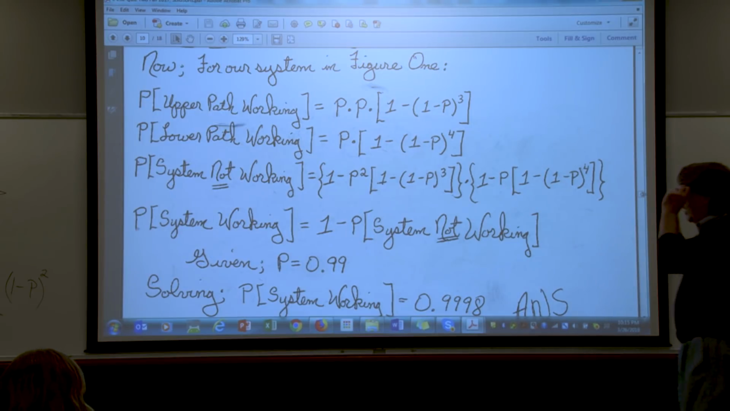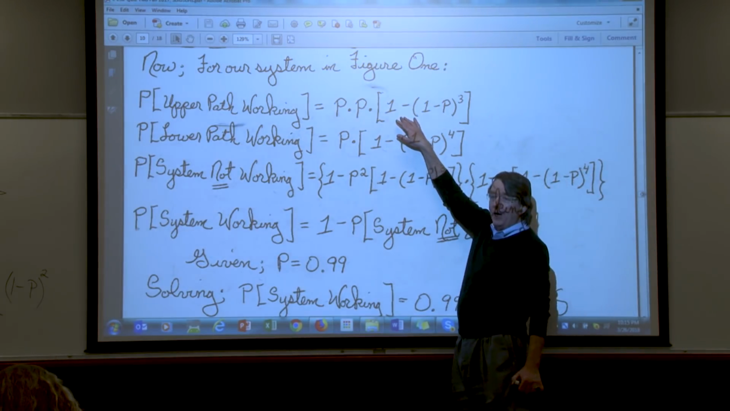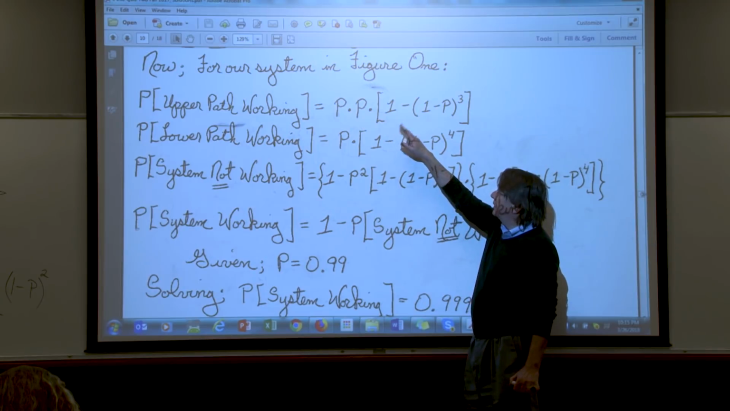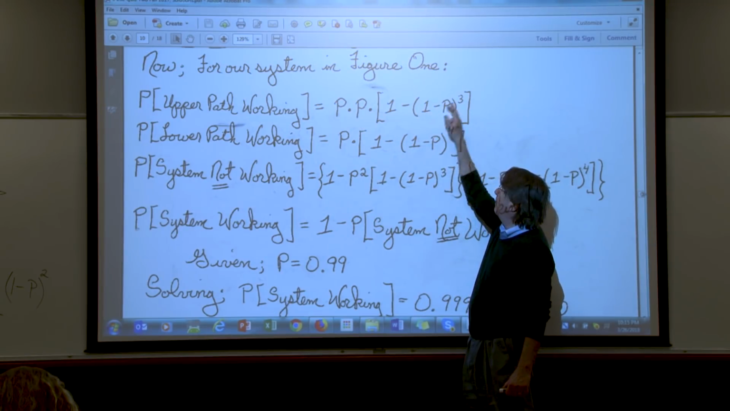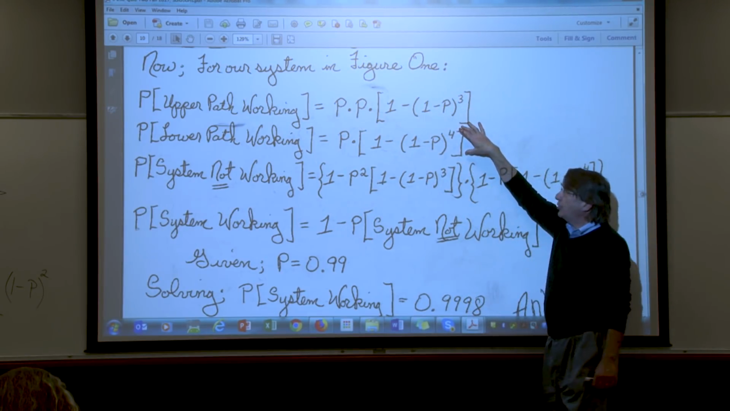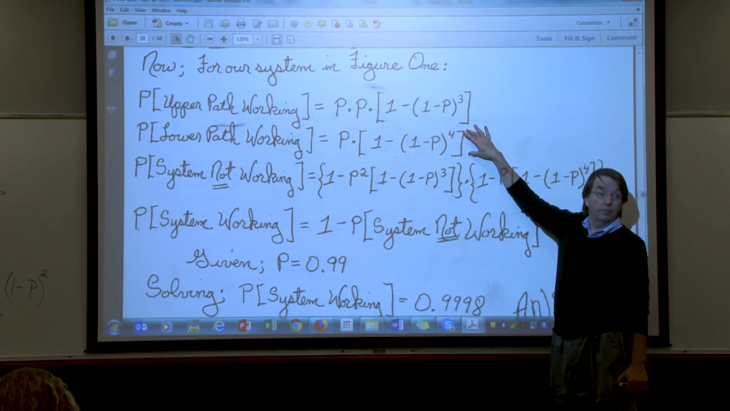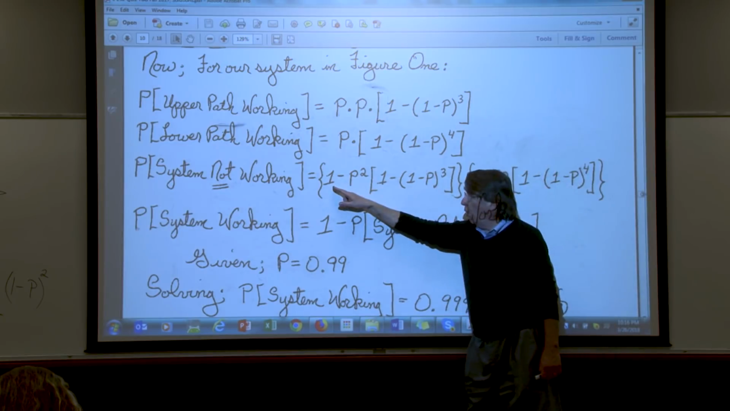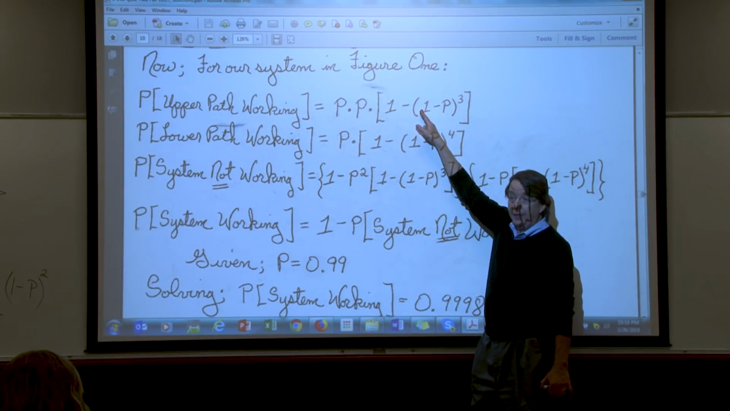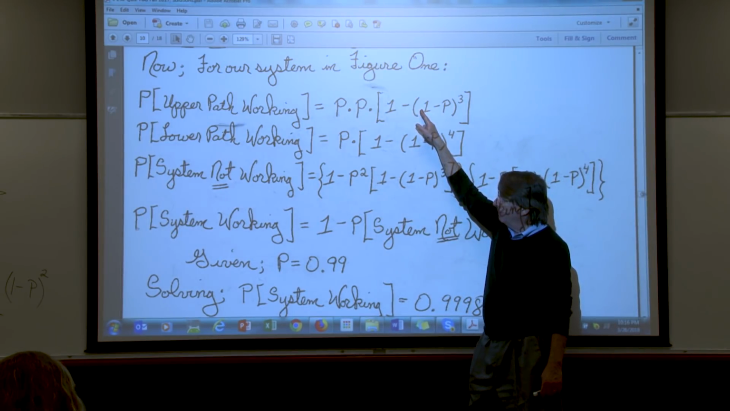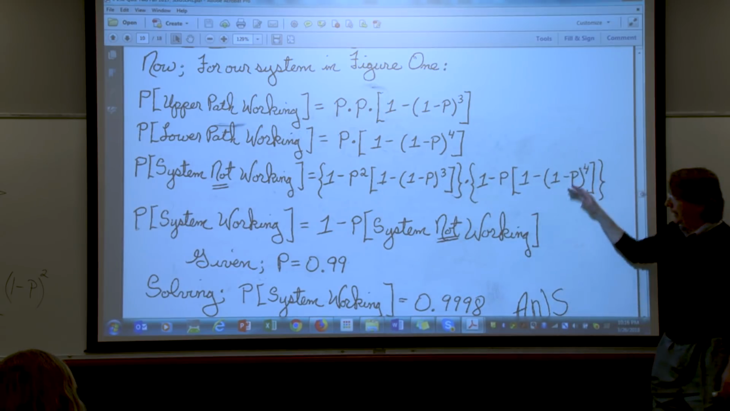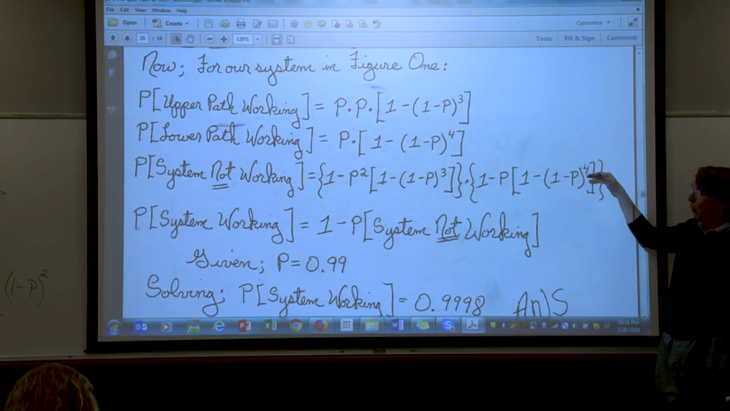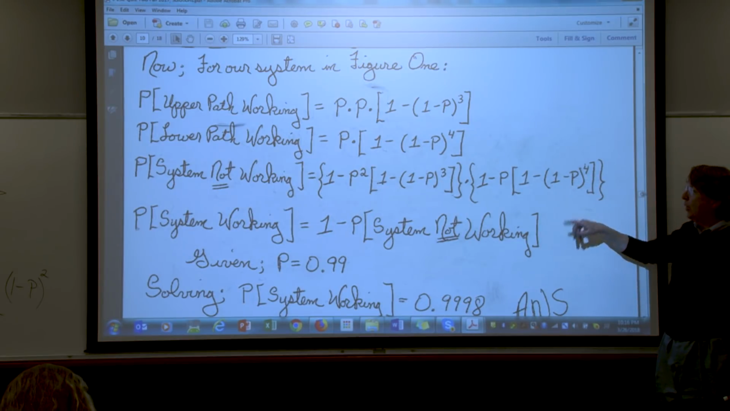All right. So the probability of the upper path working is P times the quantity 1 minus the quantity 1 minus P cubed. And the lower path working is very similar. Now, the probability of the system not working is 1 minus this quantity, right, times 1 minus that quantity. That's the probability of the system not working. What's the probability of the system working? 1 minus the probability of the system not working.